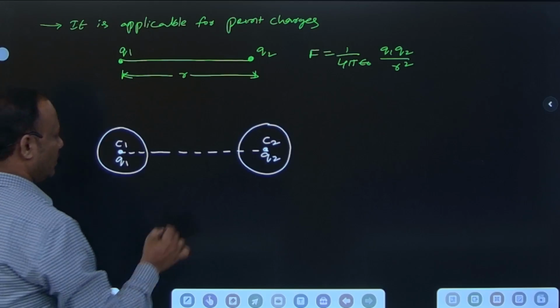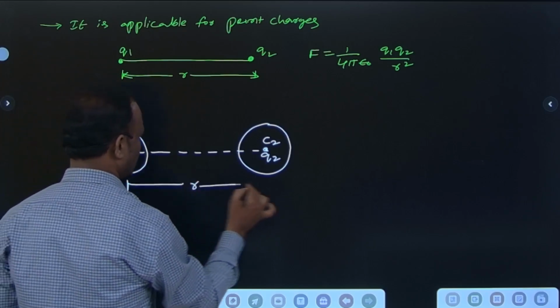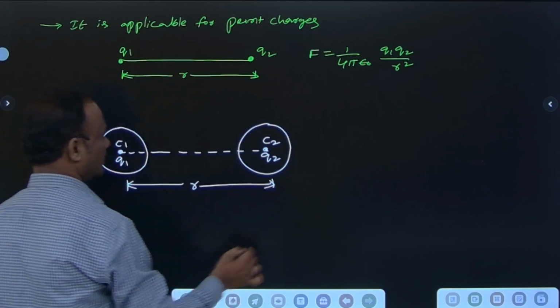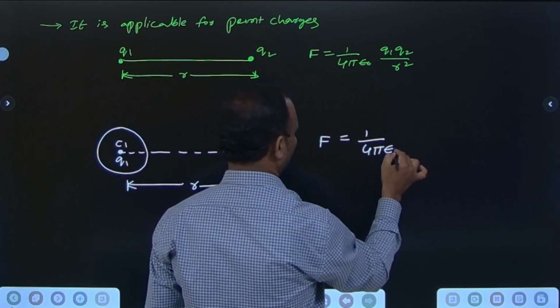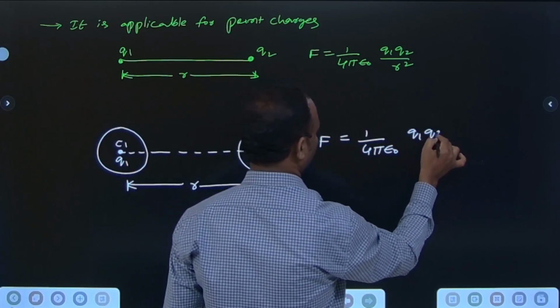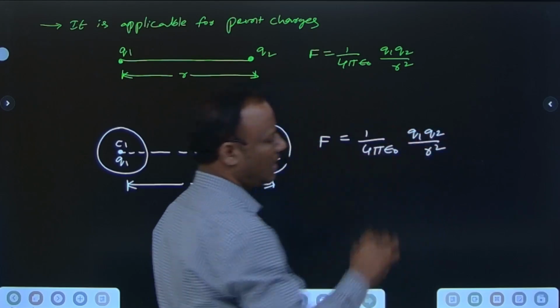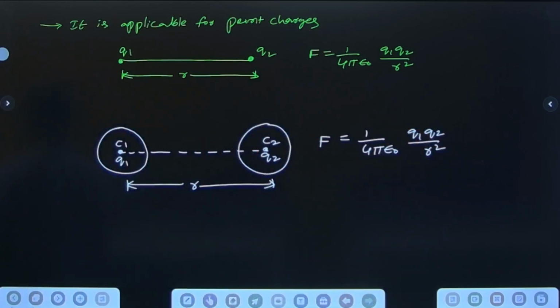Yes, so then what do you say? Again the distance is what? It's R from their centers. What do you write? F is equal to 1 by 4 pi epsilon naught Q1 Q2 by R square. Okay, it's for point-sized bodies. Yes, next one.